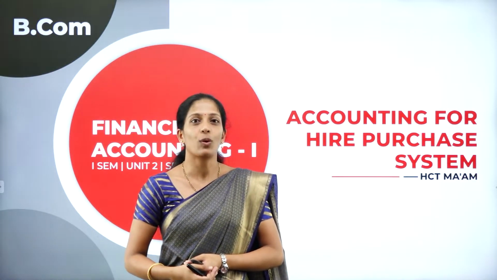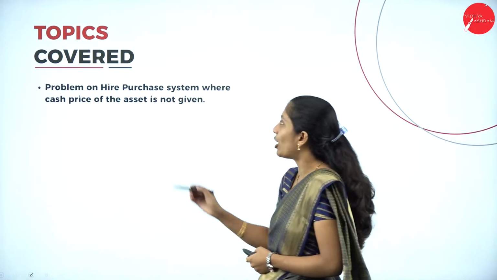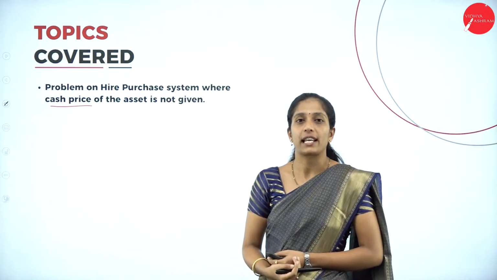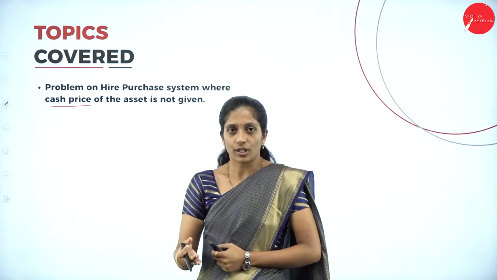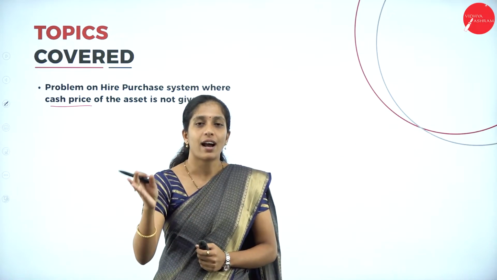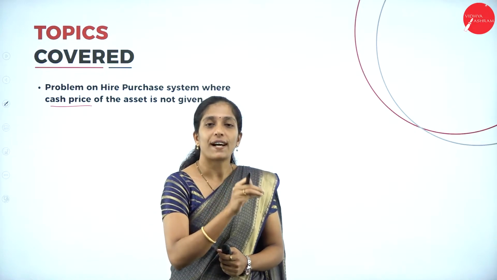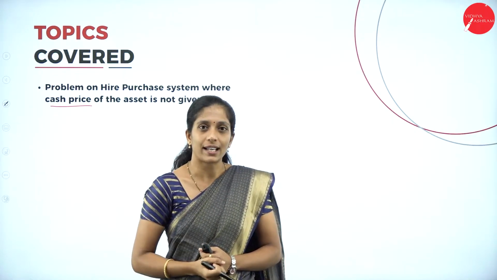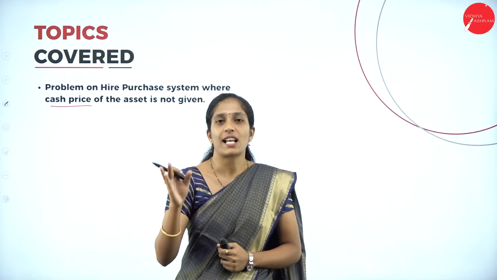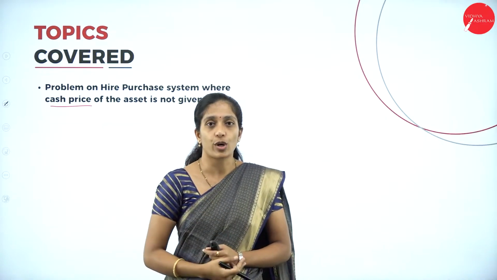Let us quickly recall what we have discussed in a previous session. In a previous session we had solved a problem on hire purchase system where the cash price of the asset is not given. You know there are two parties in a hire purchase agreement, that is hire purchaser as well as hire seller. So differently we have to prepare accounts in the books of hire purchaser as well as in the books of hire seller. Hope you all remember the journal entry in the books of hire purchaser as well as hire seller. These two parties are totally different and the journal entry is also different.